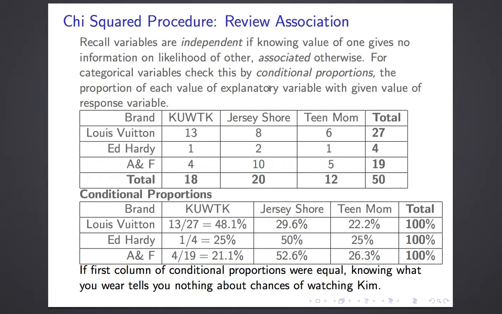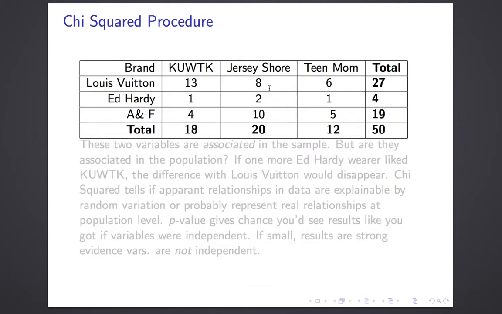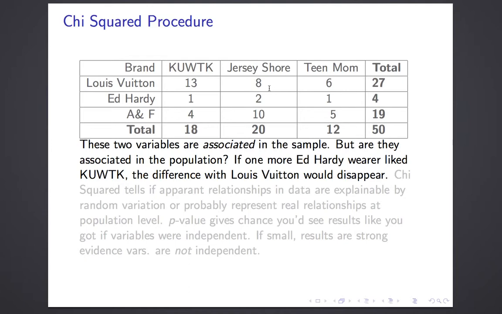And remember, we said that if each column of conditional proportions are the same, it's independent. And the idea here is, if, say, that first column, all the conditional proportions were equal, knowing what someone wears tells you nothing about their chances of watching Keeping Up with the Kardashians. So, in this case, since in each column the conditional proportions vary, as long as in any column they vary, we consider the variables associated, not independent. So that means these variables are associated in the sample.